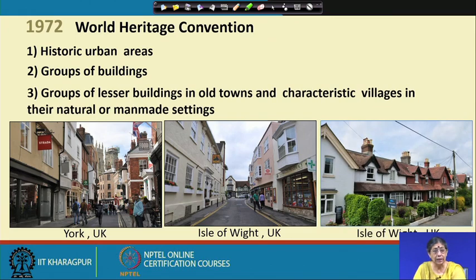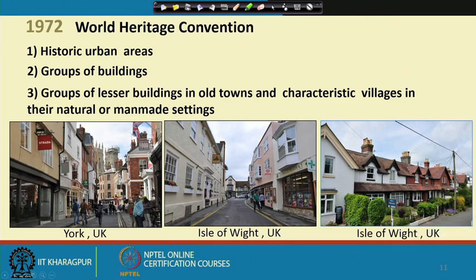The third category, the group of lesser buildings in old towns and characteristic villages in the natural or man-made setting. This is an example from the same area where there are the group of urban, the rural characteristics, sloping roofs with the tile roofs and others, which also have been preserved because they are a different characteristic. So, these are the major types, there can be some other variations. These are the major types which the World Heritage Convention started talking about.